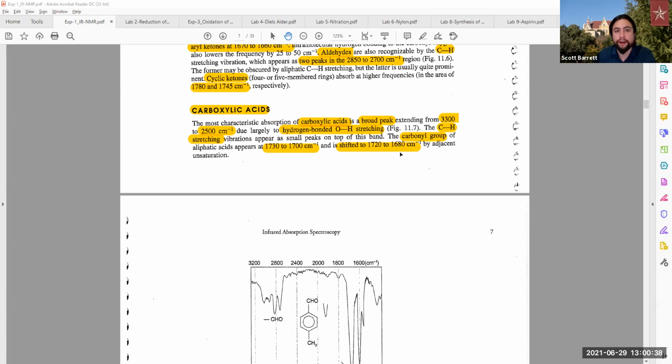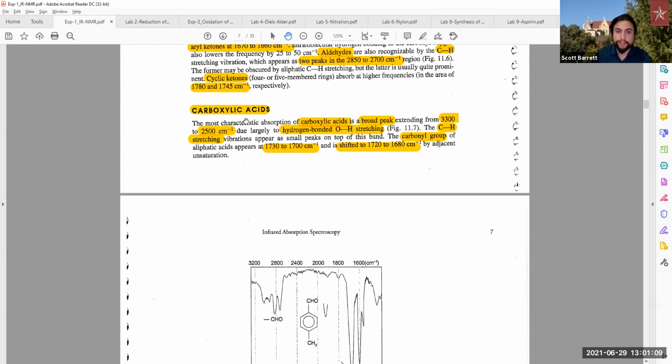Or if it has alpha unsaturation, which would mean on the carbon next to it has a double bond, it would actually shift slightly downfield a little, to 1720 to 1680. But the main thing with carbonyls is to notice that you have a carbonyl peak, a very sharp peak in the lower 1700, upper 1600 region. And then you would also see the hydroxyl broad peak over in the 3000 section.